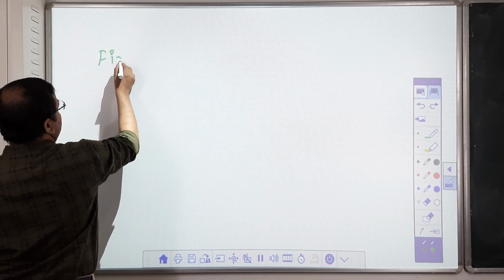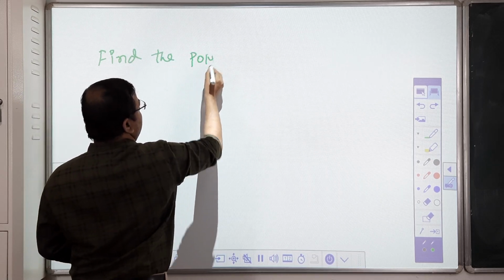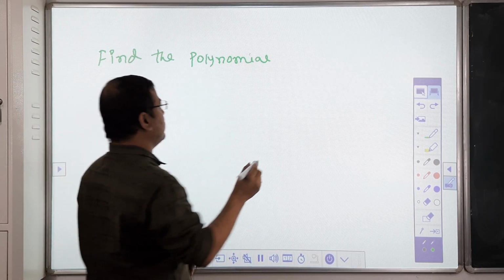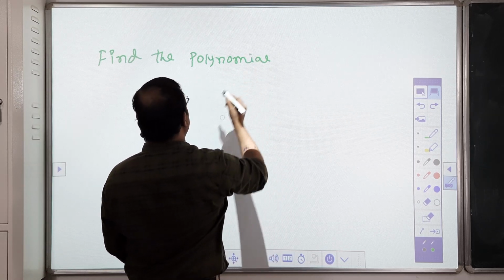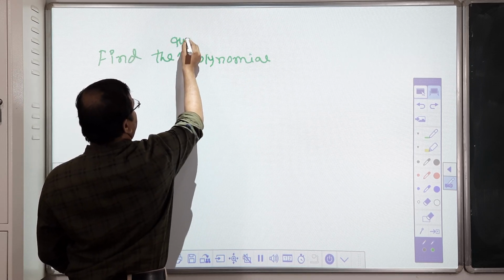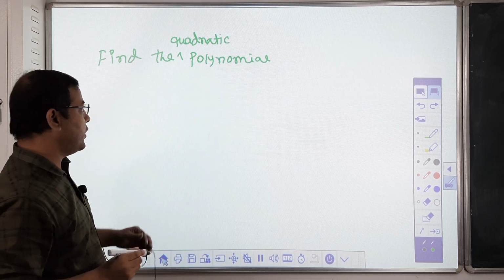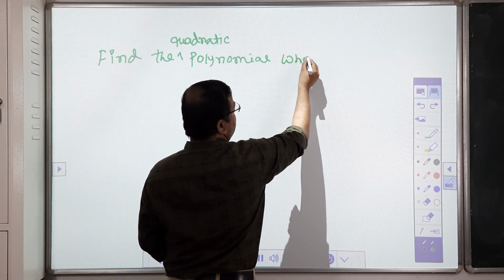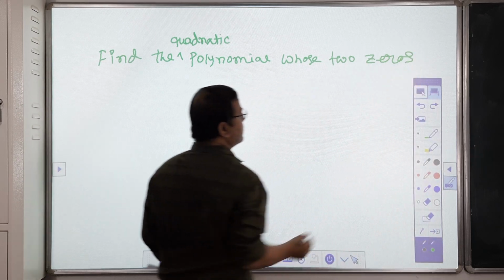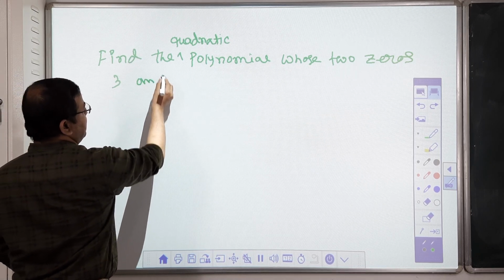Find the quadratic polynomial whose two zeros are 3 and 2.